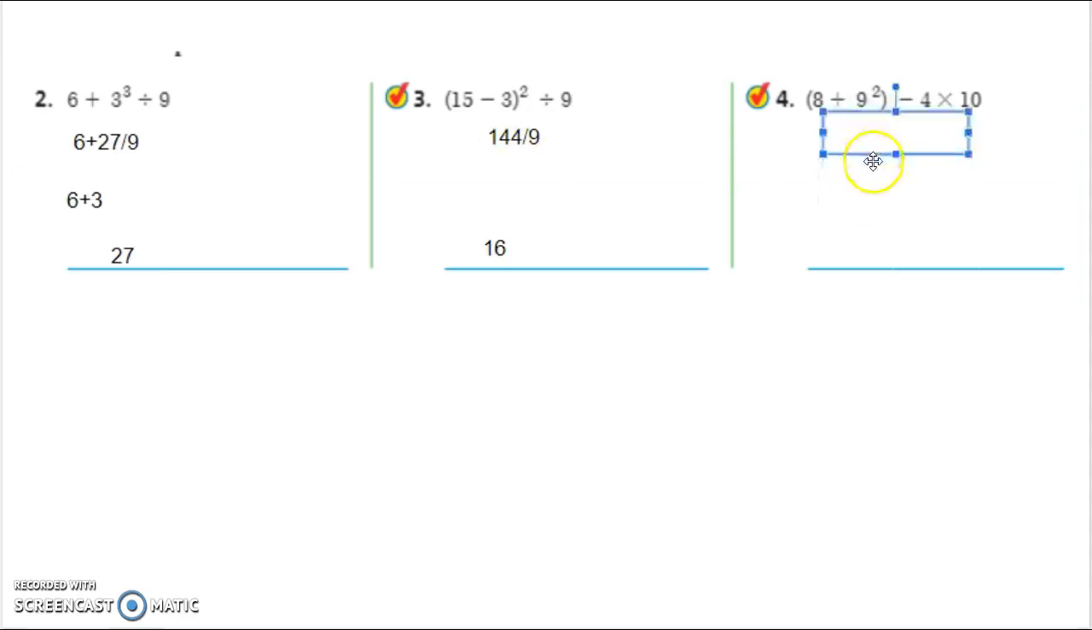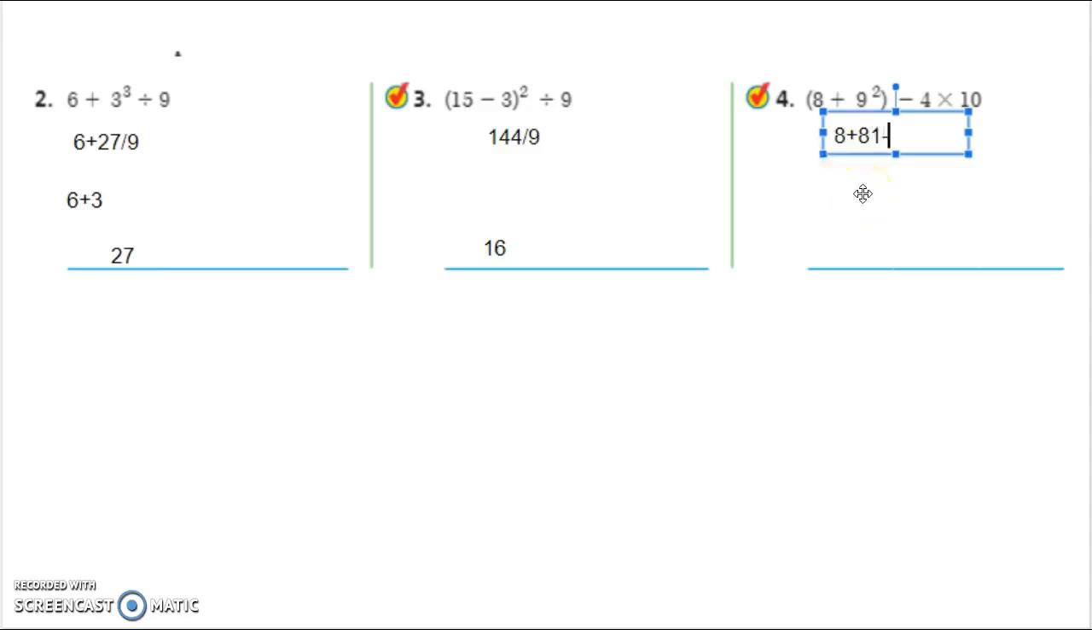Now on this one, what would we do first? We have parentheses and exponents, but which one comes first? Remember, Please Excuse My Dear Aunt Sally. So please, parentheses. So we need to do what's in the parentheses first, and that would be 8 plus 9. Oh, but it's not 8 plus 9. We have the exponent up here too. So we have to do 8 plus 9 to the second power. So what's 9 times 9? Yep, you're right, 81.